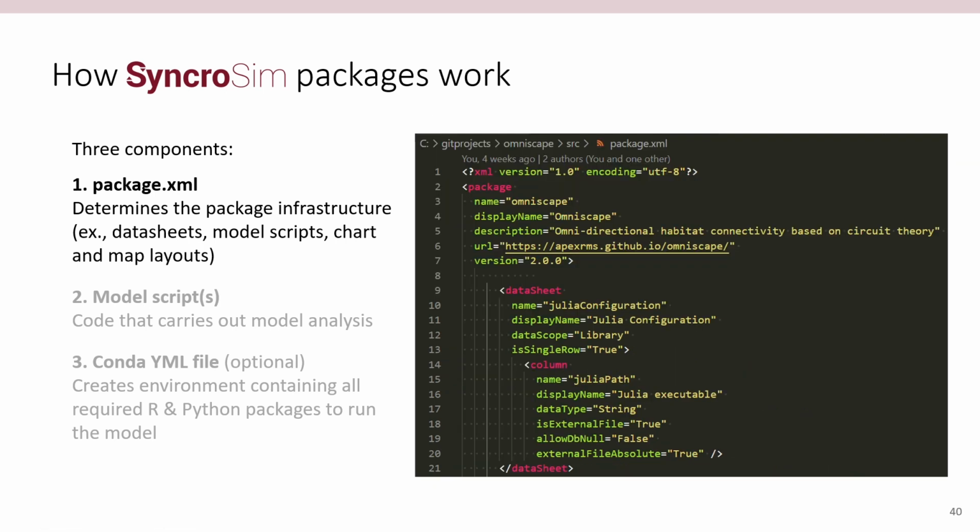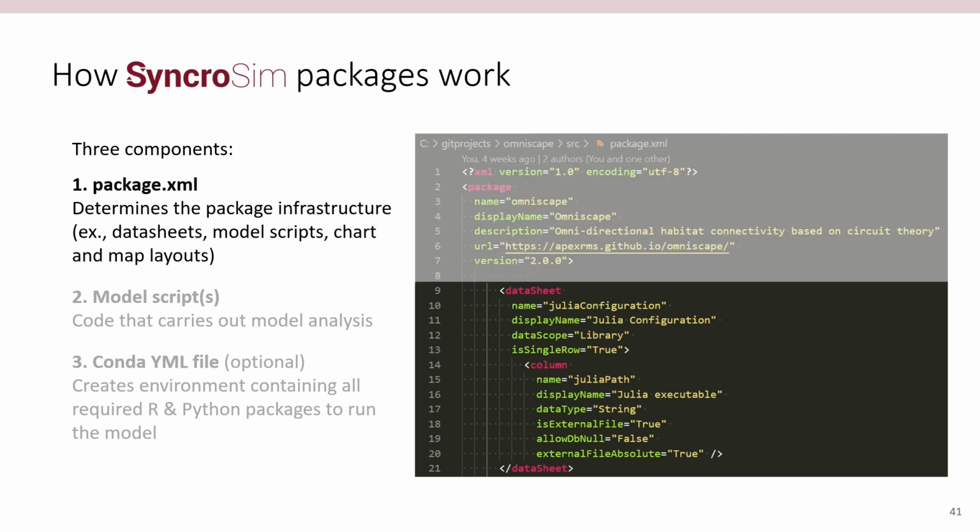So this is the start of the Omniscape package XML, which is a lot more in depth. But just one thing I wanted to highlight here is that you can also add data sheets to your package XML. So this example here is just showing a data sheet that comes with the Omniscape package called Julia configuration, and it's at the library level, and it has a single column called Julia executable.